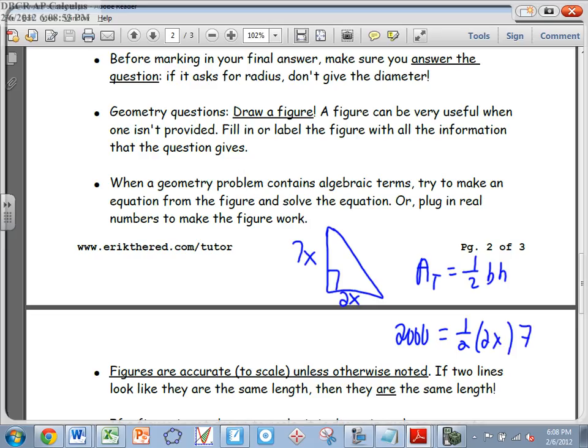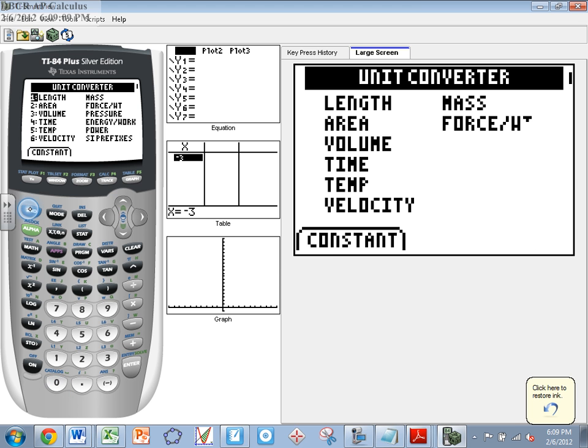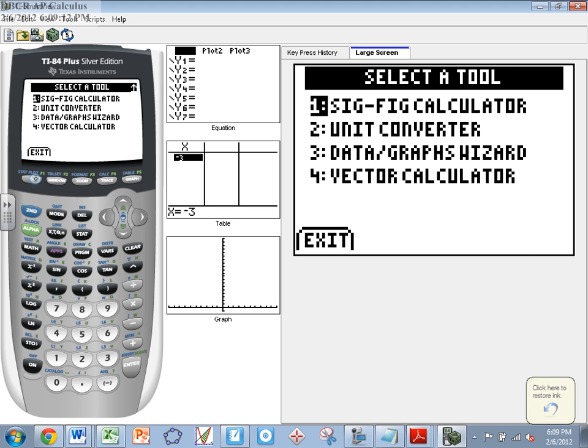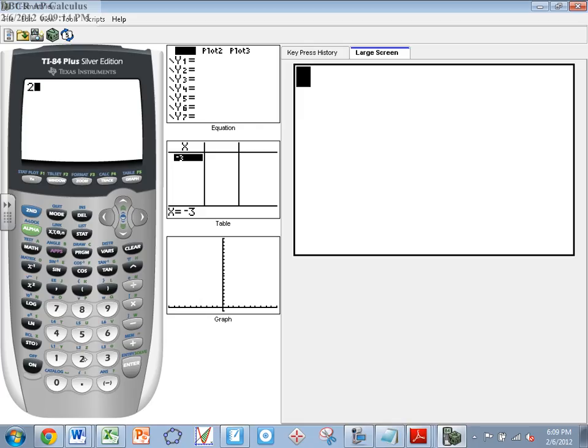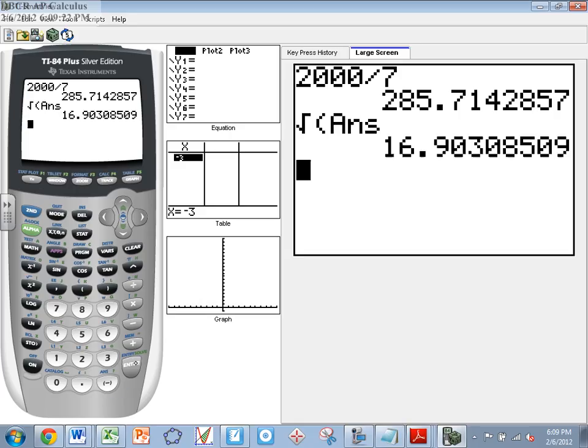All right, great. So again, I solve for x, I get a value for x. Solving for our answer, we can clear the 1/2, just divide by 7, and take the square root. It's going to be 2,000 divided by 7, and then we want to do the square root of that number. So 16.9 turns out to be what x is.